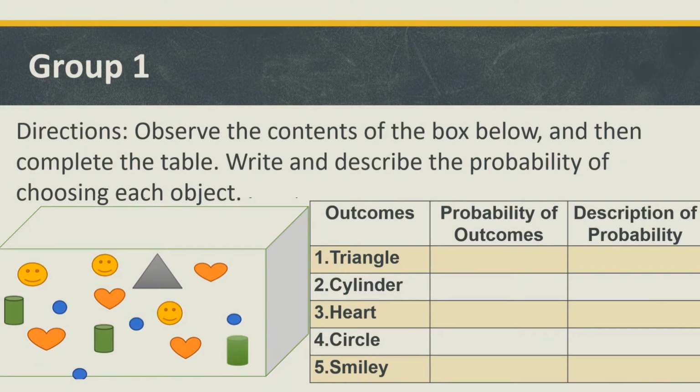Let's go to the groupings. Group 1, directions: Observe the contents of the box below and then complete the table. Write and describe the probability of choosing its object.